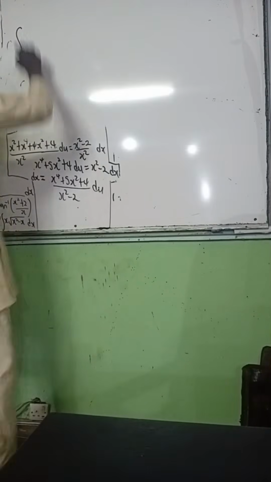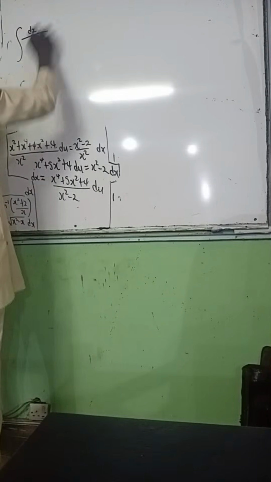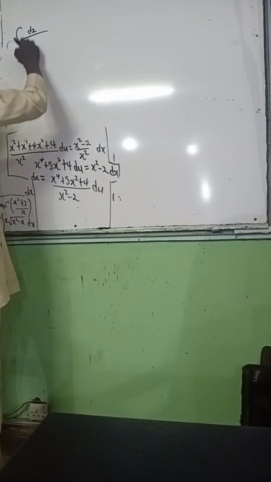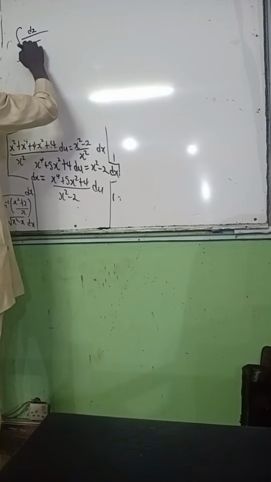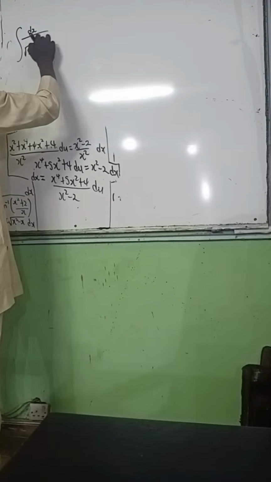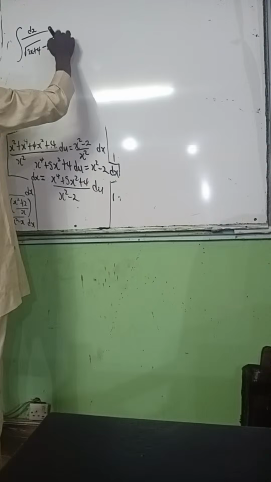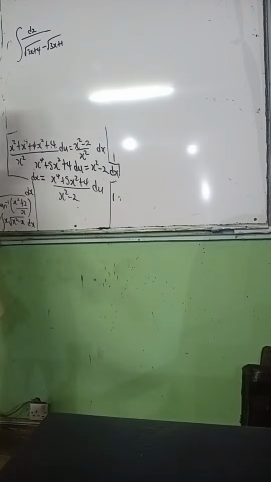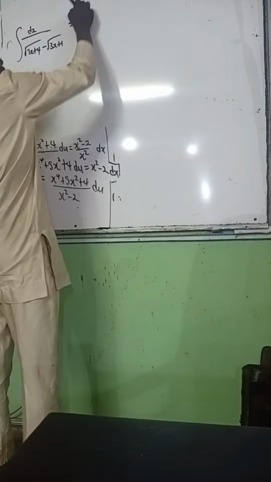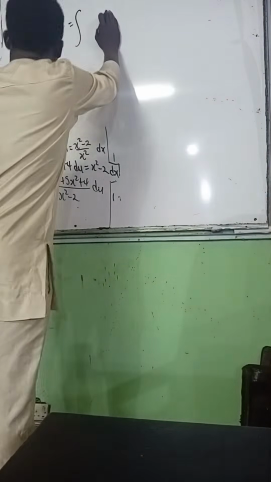Integral of dx over root 3x plus 4 minus root 3x plus 1. So what do we do? Rationalize, isn't it? Follow me, we have 1 hour left.